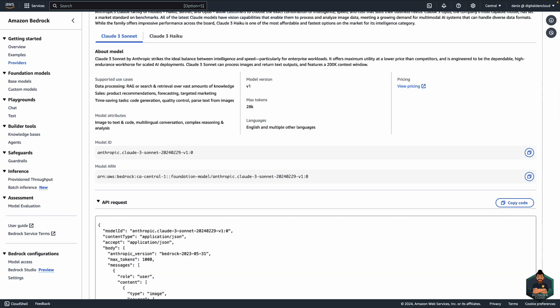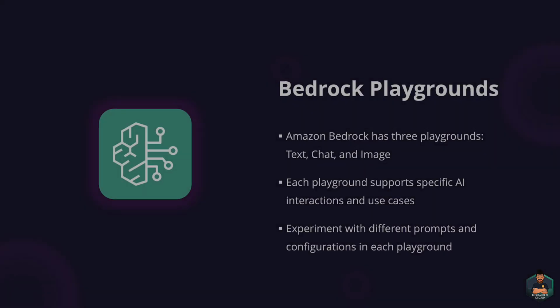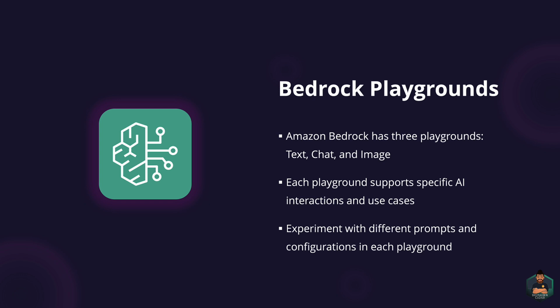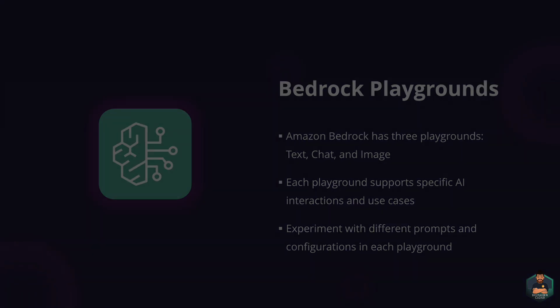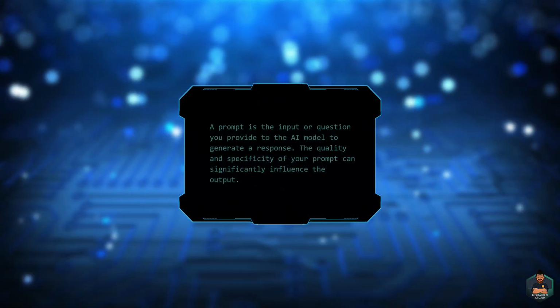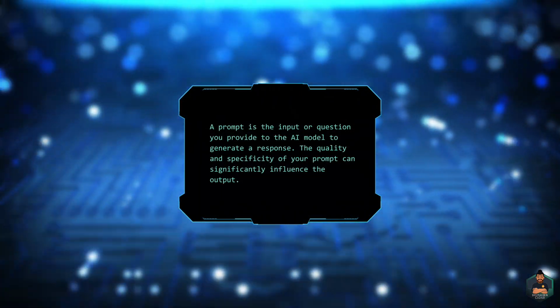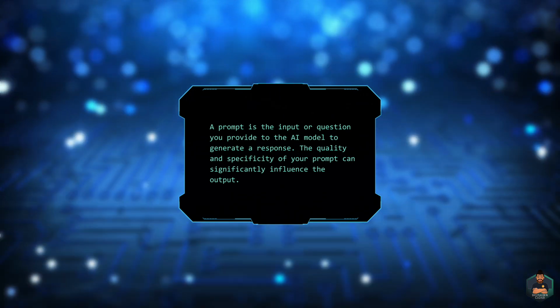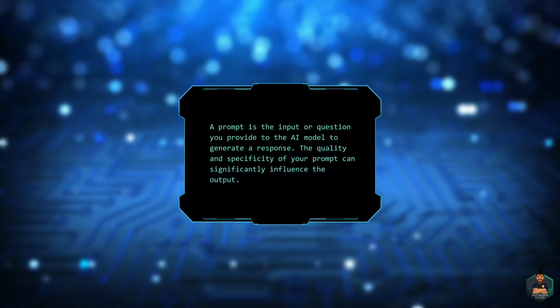With model access granted, let's experiment with the Bedrock Playground and discover the ways of interacting with the service. Amazon Bedrock offers free playgrounds that allow you to experiment with different prompts and configurations. These playgrounds include the text, chat, and image playgrounds, each tailored to different types of AI interactions. In this context, a prompt is the input or question you provide to the AI model to generate a response. The quality and specificity of your prompt can significantly influence the output.